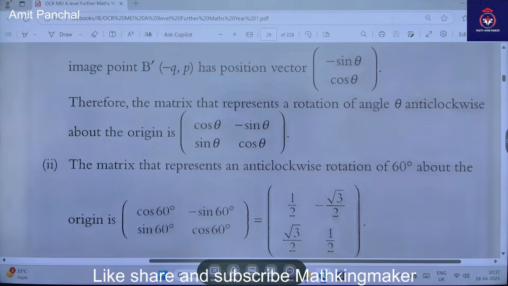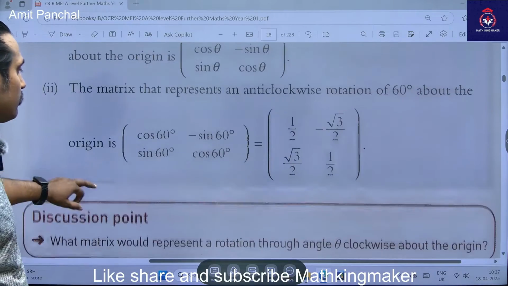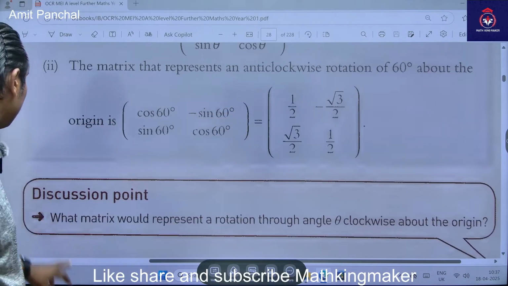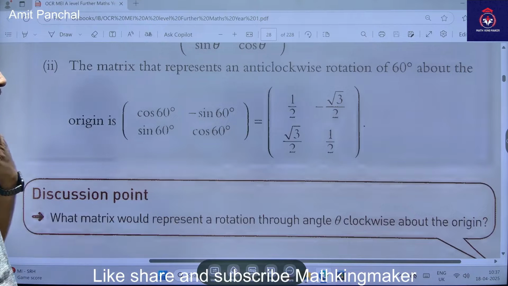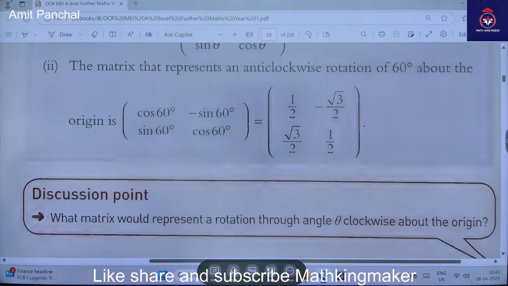Okay, done, sir. So if you rotate it anti-clockwise by 60 degrees, this transformation becomes 1 by 2, root 3 by 2. What matrix would represent rotation through angle theta clockwise? Can you calculate it now? Let me. What happens if it is rotated clockwise? What will be its transformation matrix? Just do it like this only, whatever we did previously. Done? Yes, sir.